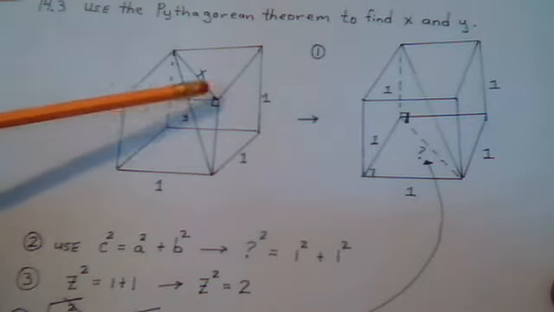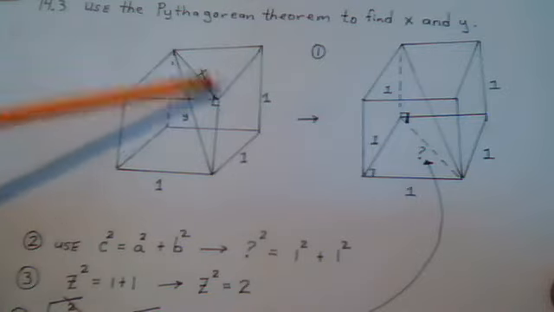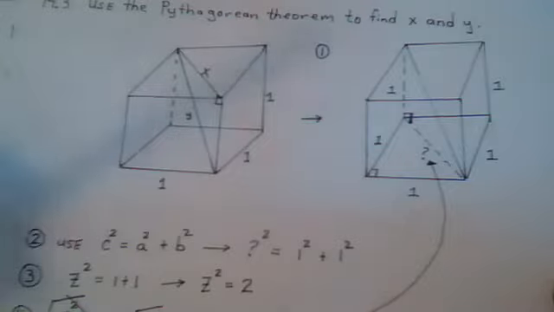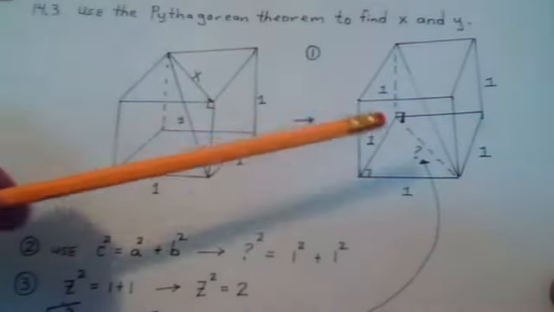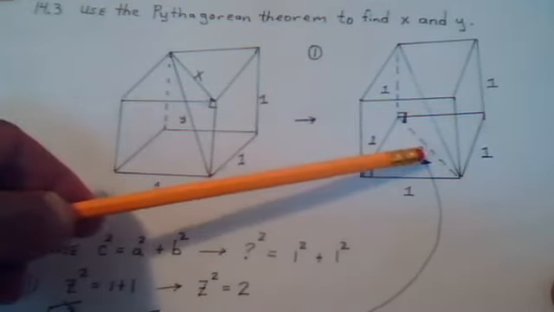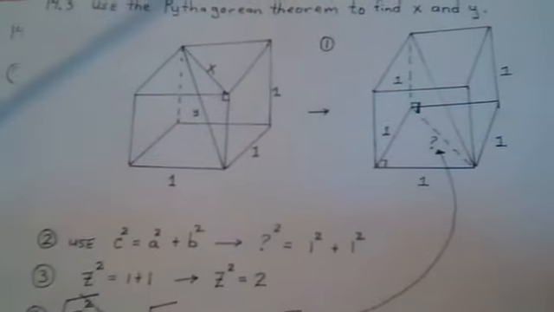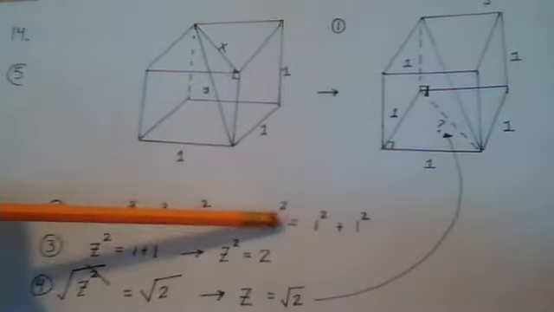Once we find the y, then we'll use this right triangle to find the x. So we're going to pass the information from one right triangle to the other. So let's start off with the first one. We could find this one, since we have two sides and it's a right triangle. We can apply the Pythagorean theorem.